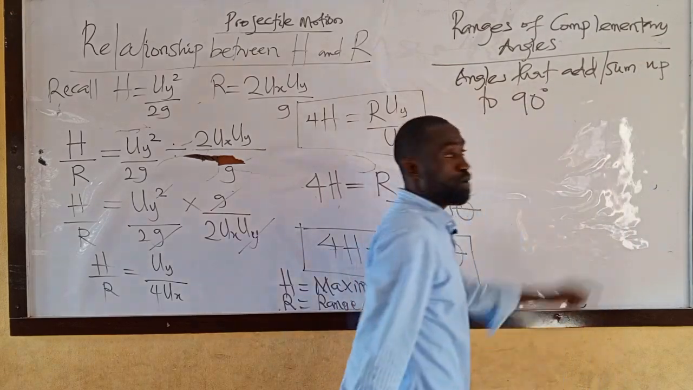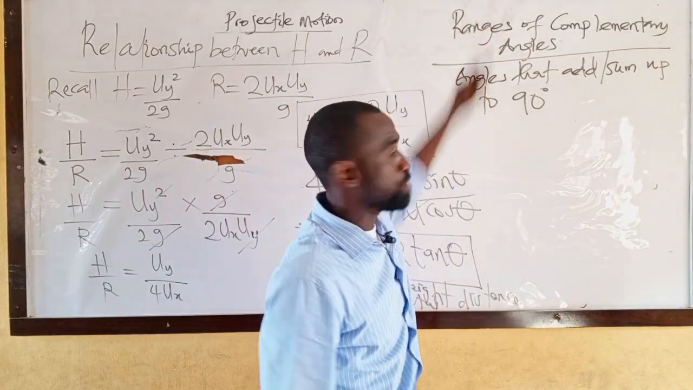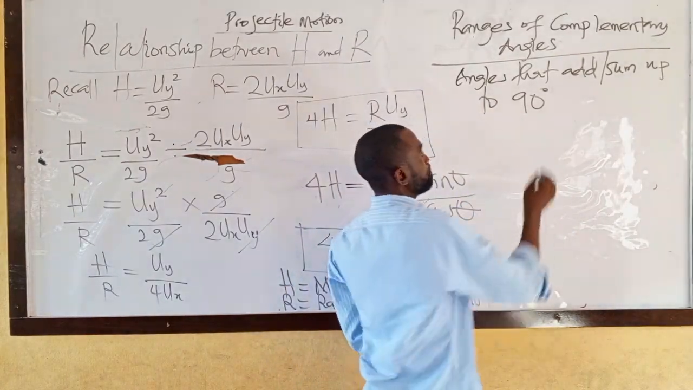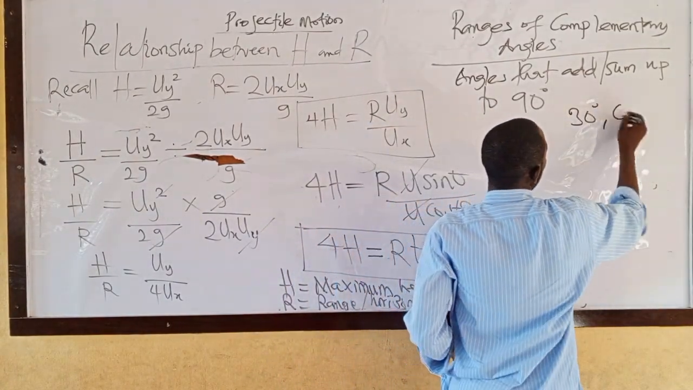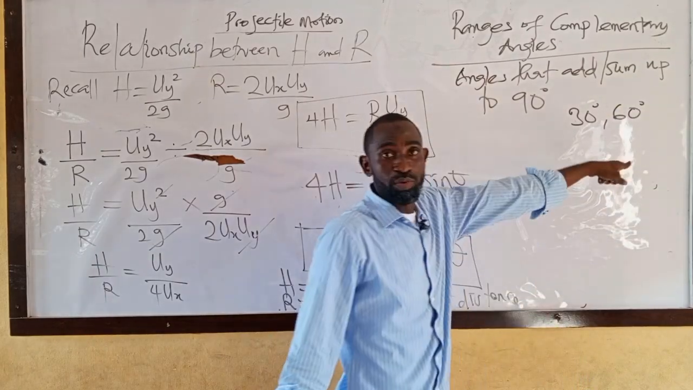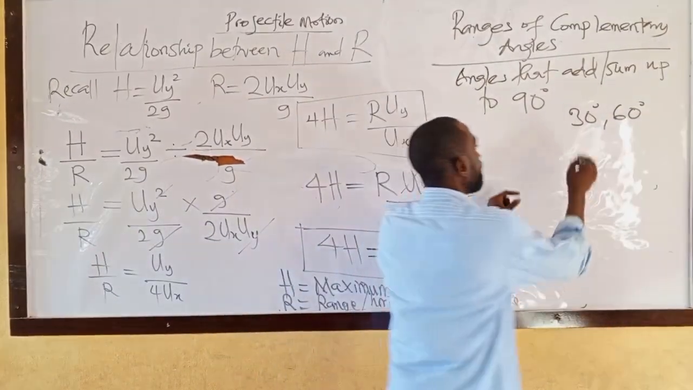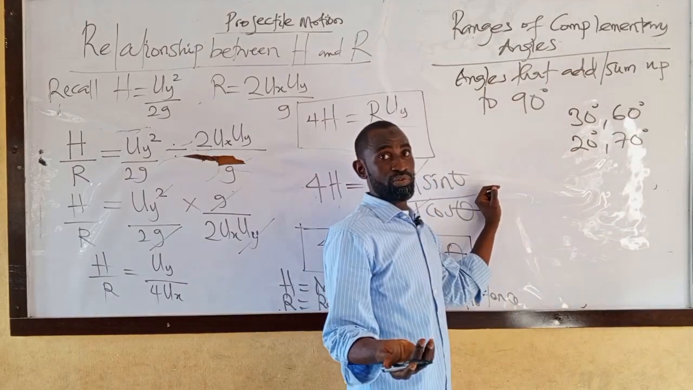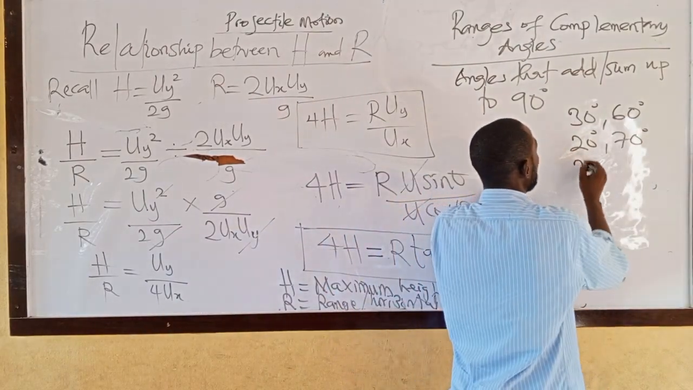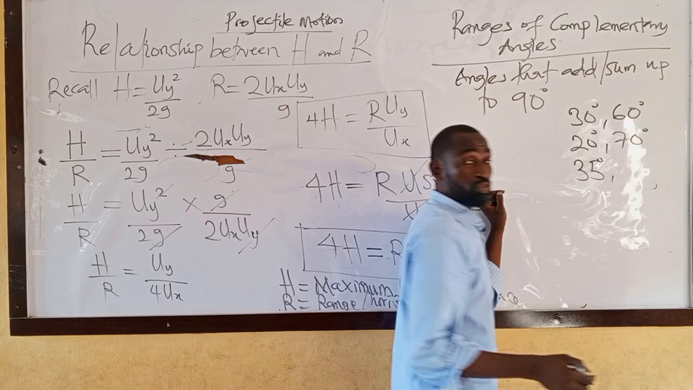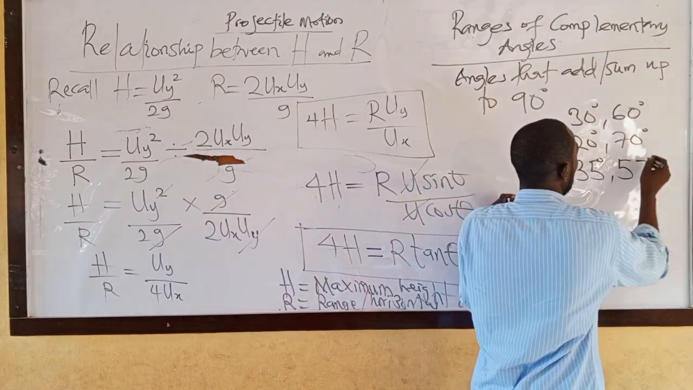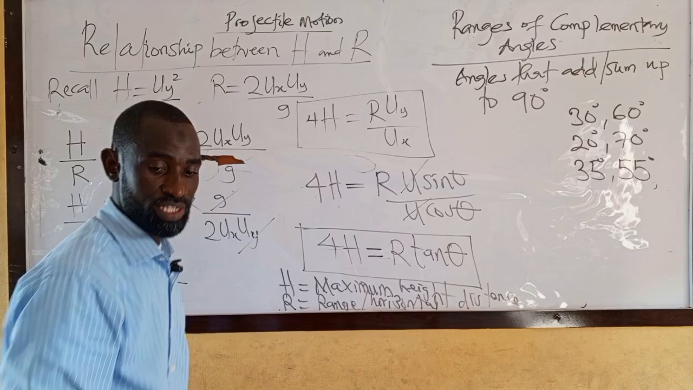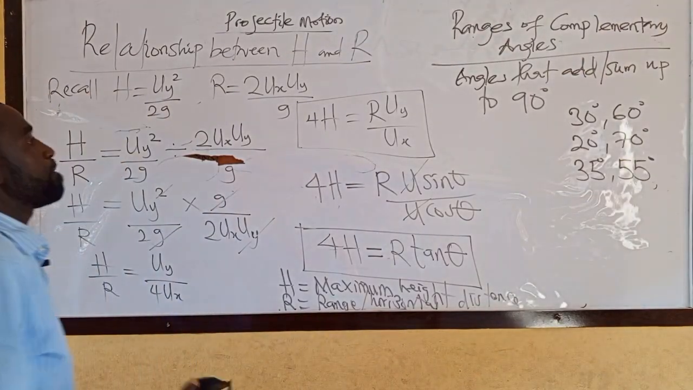We call them complementary angles. So here, what's the complement of 30 degrees? That's 60, because 30 plus 60 will give us 90. What's the complement of 20 degrees? That's 70 degrees. What's the complement of 35 degrees? That's 55. All these angles are examples of complementary angles.